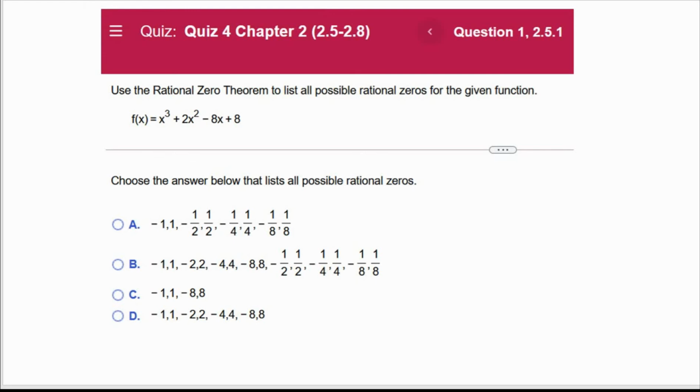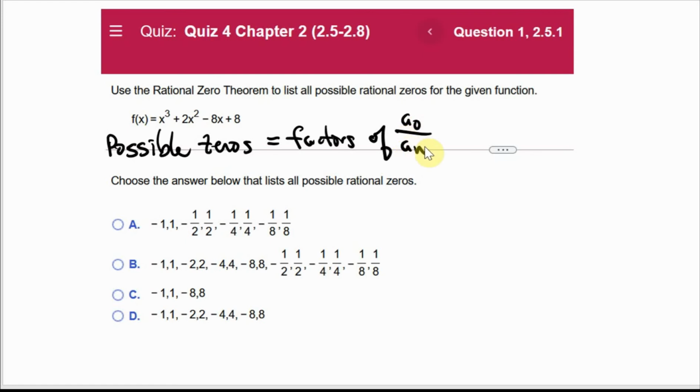Well, let's look at quiz 4. Use the rational zero theorem to list all possible rational zeros for the given function. So that rational zero theorem or test tells us that the possible zeros are equal to the factors of a sub naught divided by a sub n.